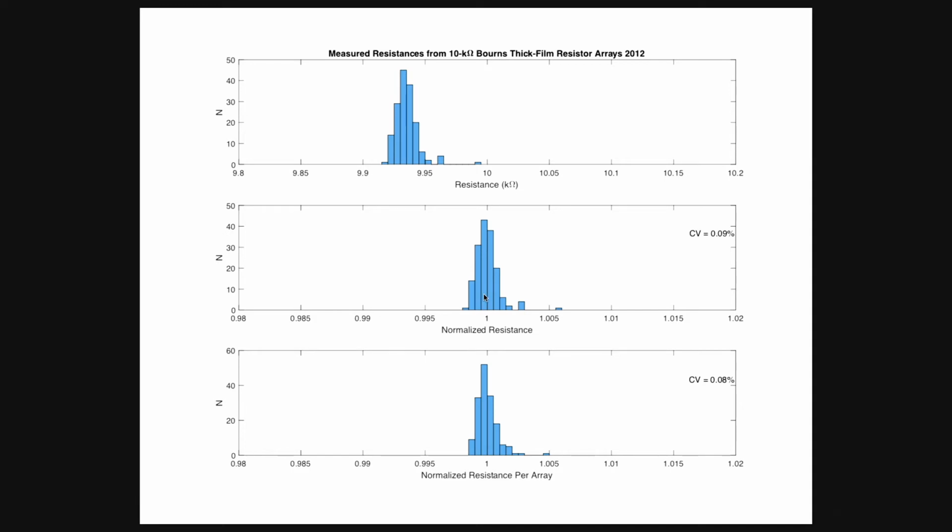And if you go further, and instead of normalizing each of the 100 resistors to the overall sample mean, you take each group of 8, which represents the resistors on a single chip, and then normalize each chip to its own sample mean, what you find is the distribution is even tighter. So it knocks the tails down a little bit and makes the distribution tighter. Instead of being about 0.09% for the standard deviation, it's 0.08%.